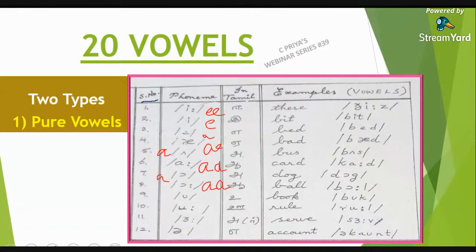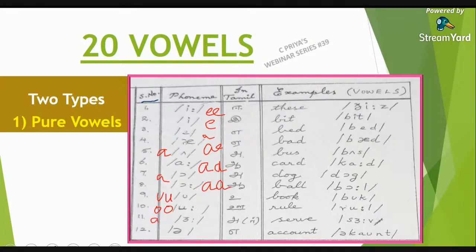Another A sound: ball, ball. Right? When you pronounce it, you come to know the differentiation. The next is the O sound. The next is book, not book. Oo, oo. The last is oo. U with the colon produces the oo sound.